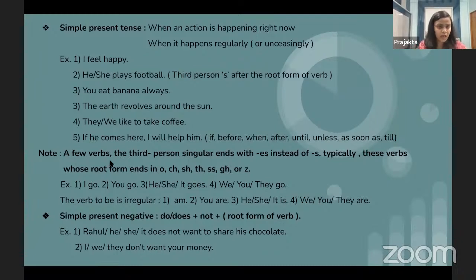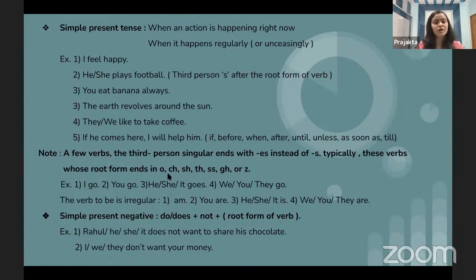Note: a few verbs, the third person singular ends with es instead of s. So typically these verbs whose root forms end in o, ch, sh, th, ss, gh or z. So कुछ verbs ऐसे हैं, few verbs are there कि जो s के साथ end नहीं किए जाते, बल्कि es के साथ end होते हैं. ठीक है. So but कैसे, कब?